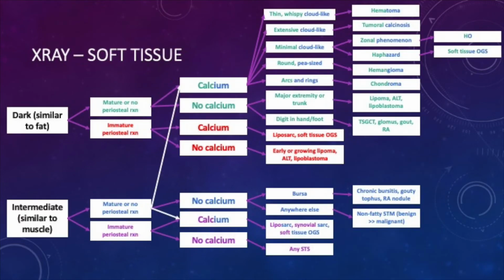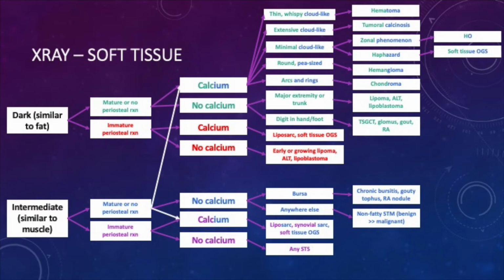So now we're going to get to the cases where we walk through each of these algorithms to try and come up with an answer in terms of how we use this algorithm to get a diagnosis or a differential diagnosis. So the first case here is an X-ray of a soft tissue mass. And so we can see that with the arrow sign on the X-ray where there's a discrete mass there surrounding the ulna in the forearm of this patient. So we're going to go to the X-ray soft tissue algorithm and try and figure out what we've got.